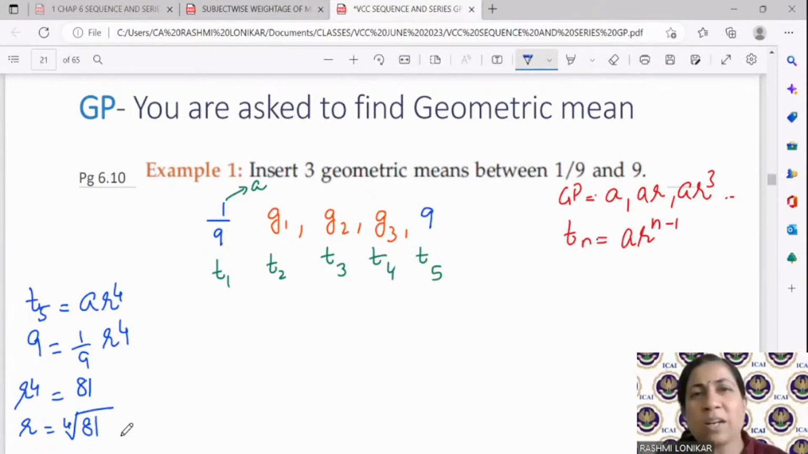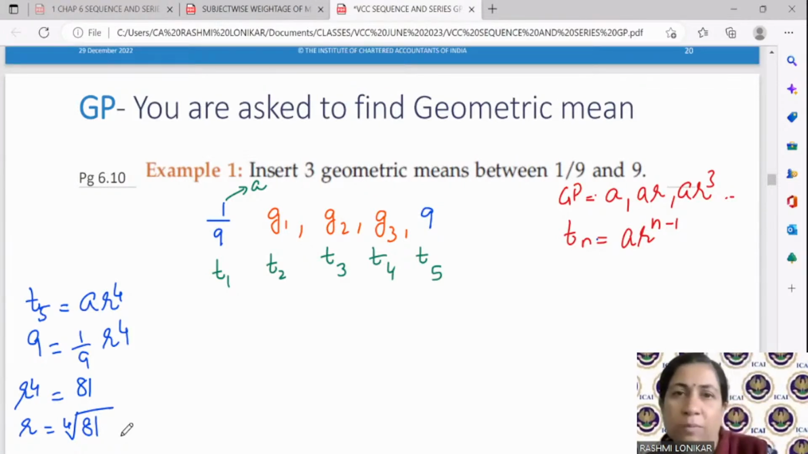I know 81 comes in the table of 3. It can't come in the table of 2. It can't come in the table of 4. So 3 is possible. So you have to keep trying that. Because this is an odd number, if it is not satisfied by 3, then you can try with 7. But here it is going to satisfy with 3. So R is equal to 3. Okay. So R is 3.